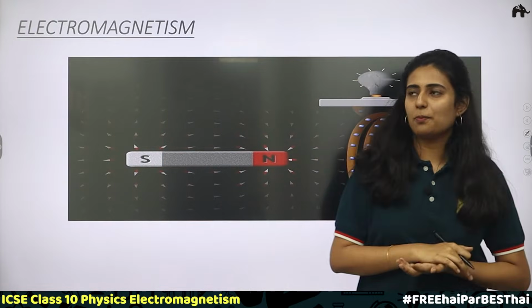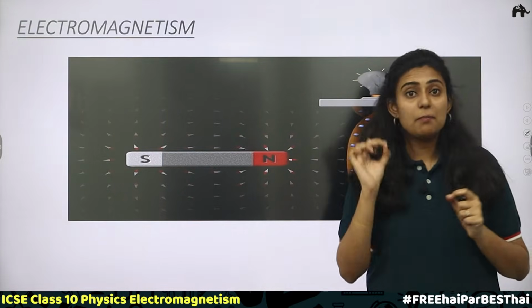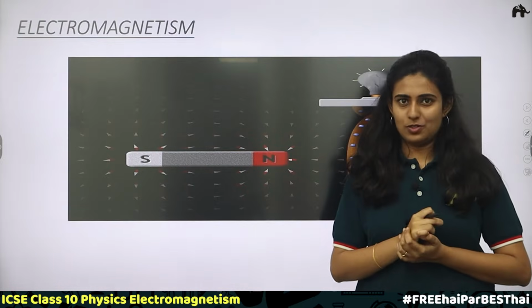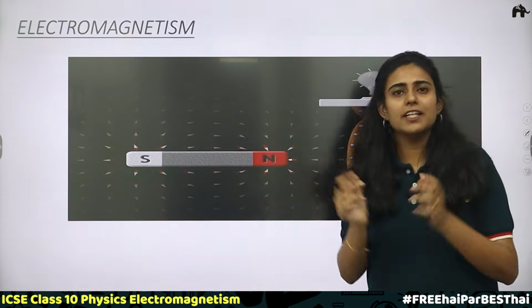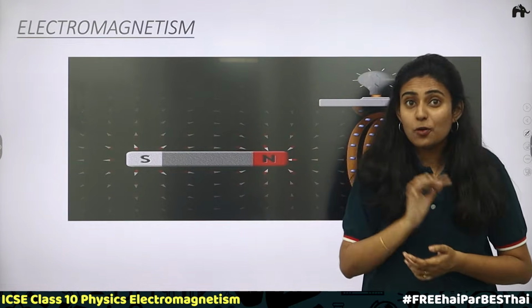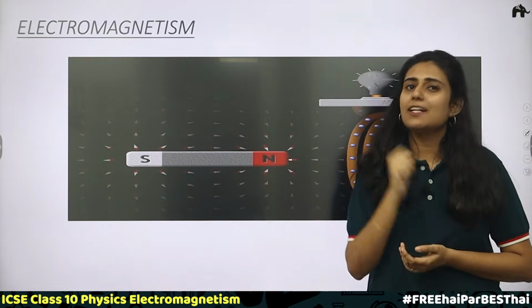Electromagnetism. This is today's topic. Here we know that a bulb glows when electricity flows through it. How does a bulb glow? When you switch on, a small LED bulb which is connected to a battery glows. There is a flow of current. There is electricity which helps the bulb glow.